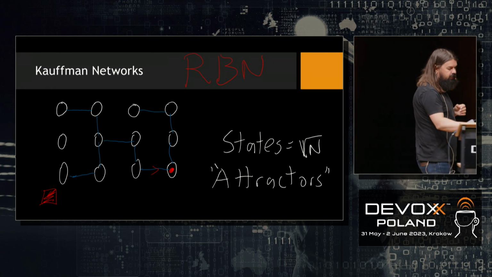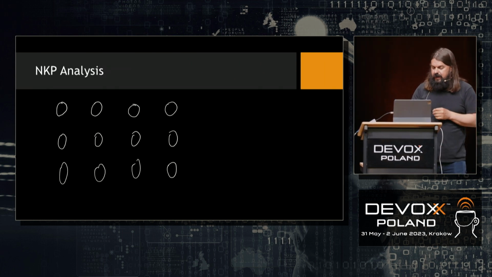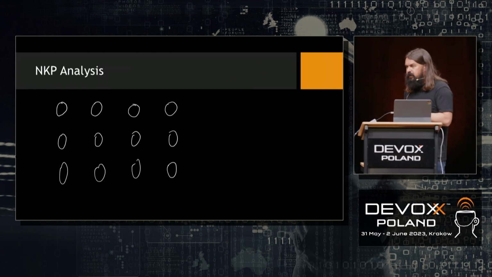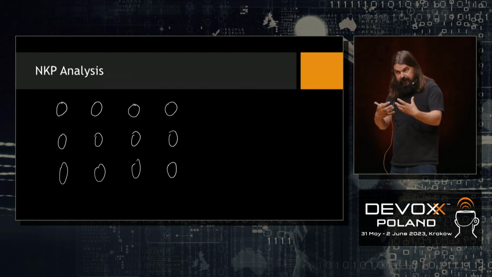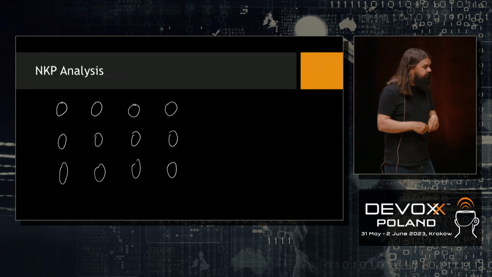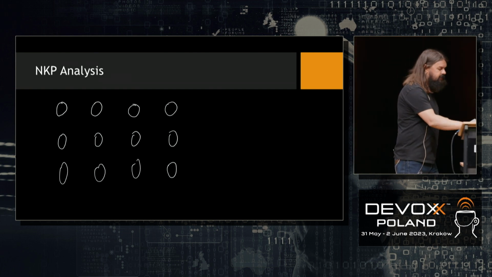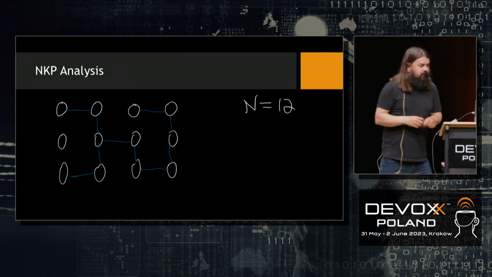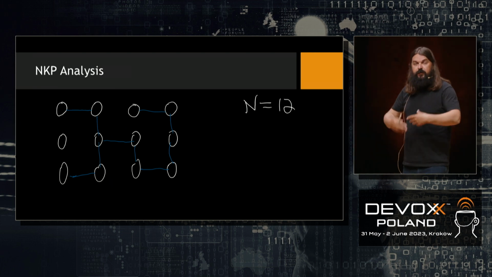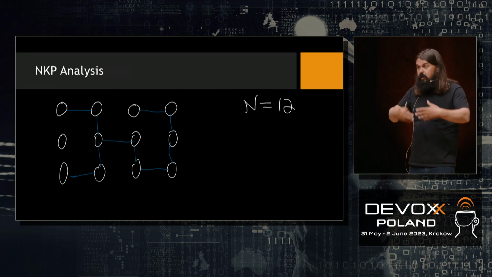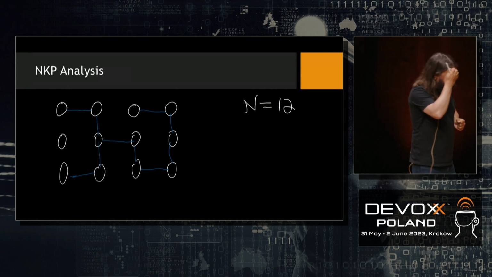And he noticed a few other things. He noticed that there were 3 variables that he could play with that affected the behavior of this network and the attractors. The first was n. N is the number of nodes. In this case, it's 12. And he noticed that as n goes up, the number of attractors increases. And so there's more possible states in the system.